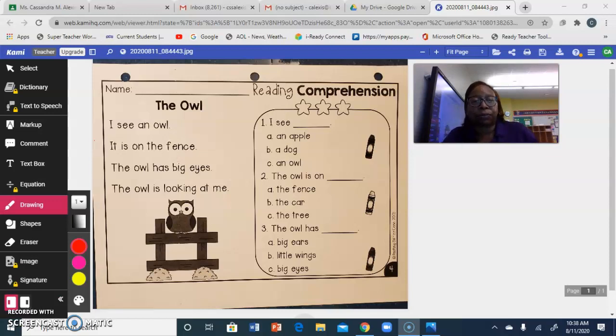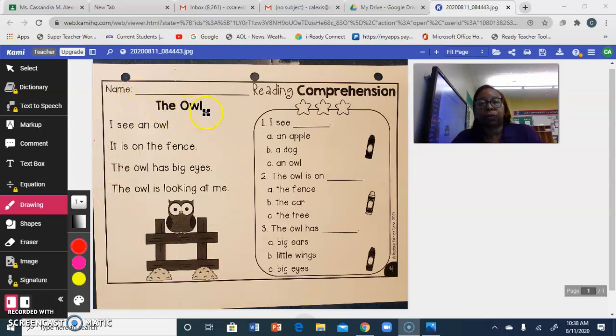I see an owl. It is on the fence. The owl has big eyes. The owl is looking at me. Look at the owl. Look at the owl on the fence.